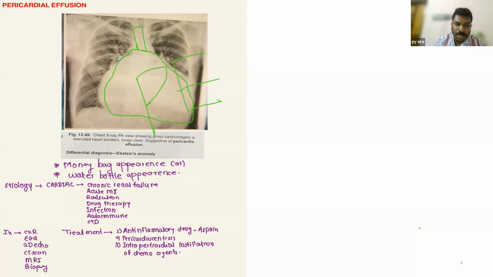So this is going to be a money bag or water bag appearance. Okay, water bag appearance. So again you can get to see in our day-to-day practice patients having pericardial effusion coming to you with a water bag or a money bag appearance. Okay, that is again a common thing.